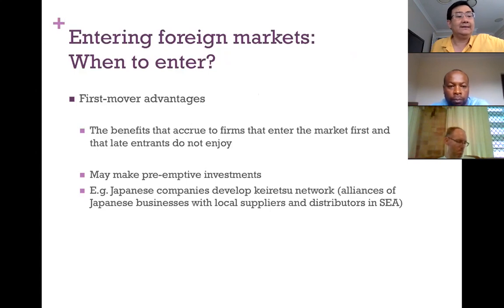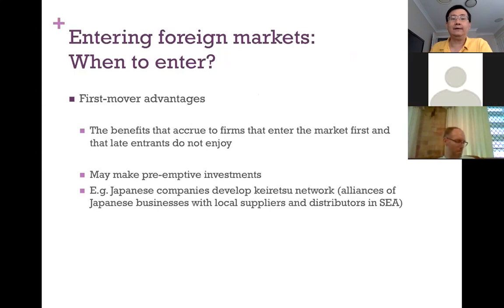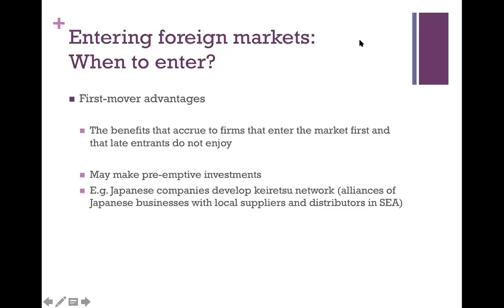When to enter is actually related to the first mover advantages. If we enter the markets first, we can claim the first mover advantages, which is basically about the benefits that we can gain because we are the first one in that market. What kind of benefits? Well, we can make preemptive investments. That also gives us some opportunities to build the learning curve.